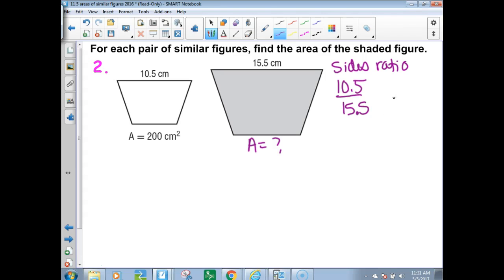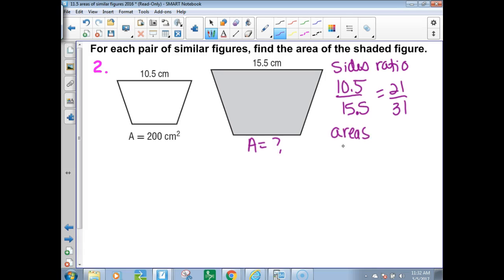Does anybody see a way to get that without the calculator? Did you see how the calculator just multiplied these by 2, didn't it? Yeah. It just gets rid of the decimals. Gives you a fraction that doesn't have decimals in it. All right, 21 over 31. We're going to take that and do the areas now.